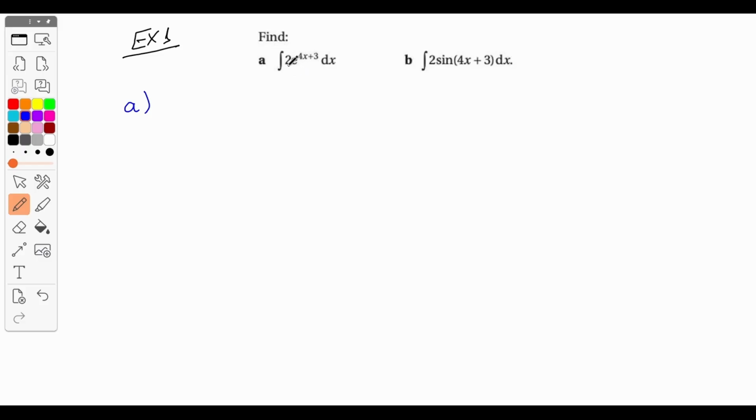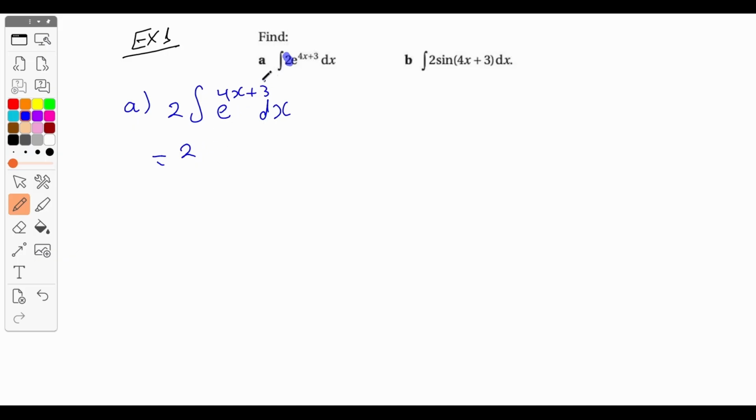First, for this one, you can write this 2 outside. This one could be written as 2 times the integral of e to the power of 4x plus 3 dx. You can take this 2 outside; they are the same thing. And we know how to integrate this one. Now keep the 2 outside.